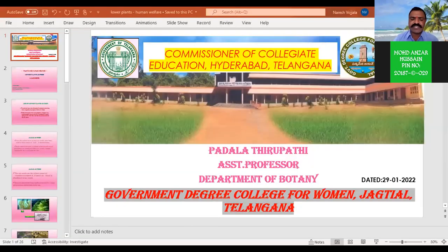Today we are going to discuss the last unit of our biodiversity and conservation, that is plants in human welfare, in the aspects of human welfare. In this topic, we will explain how lower plants are helpful.